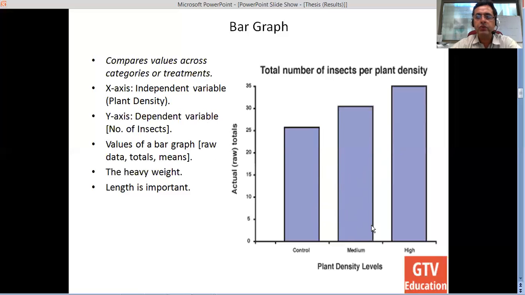It shows you the number of insects. In the case of high density, where the plant density is high, the insect number is also high. So it comes down along the plant density. And here is the control. You compare these values with the control, and then you figure out how the number of insects is correlated with the plant density. So it's a good way to represent this kind of data in the form of a bar graph.